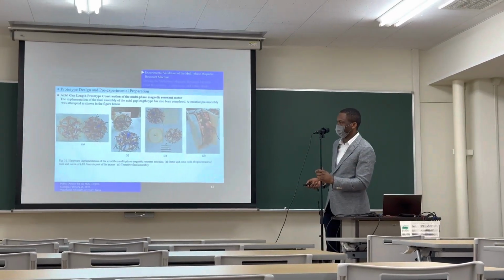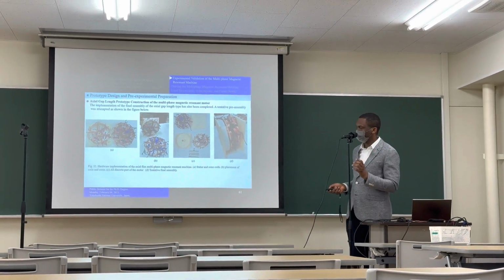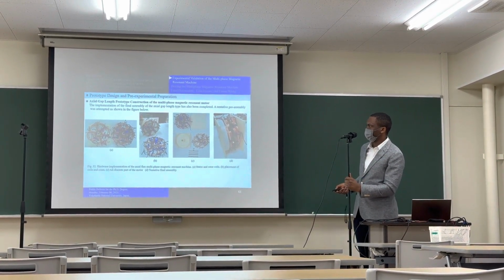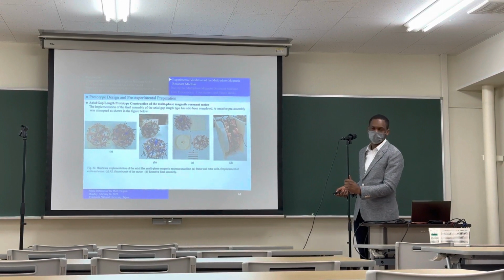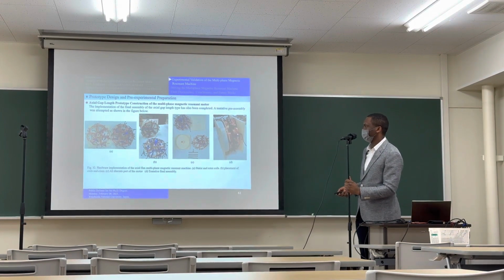This is the stator of the axial gap type, and this is the rotor, and this is the entire machine. You need to have a stator and a stator back to hold it, and then the rotor, and then these are screws to screw it and put it in place. And for a tentative assembly, it's going to look like this.